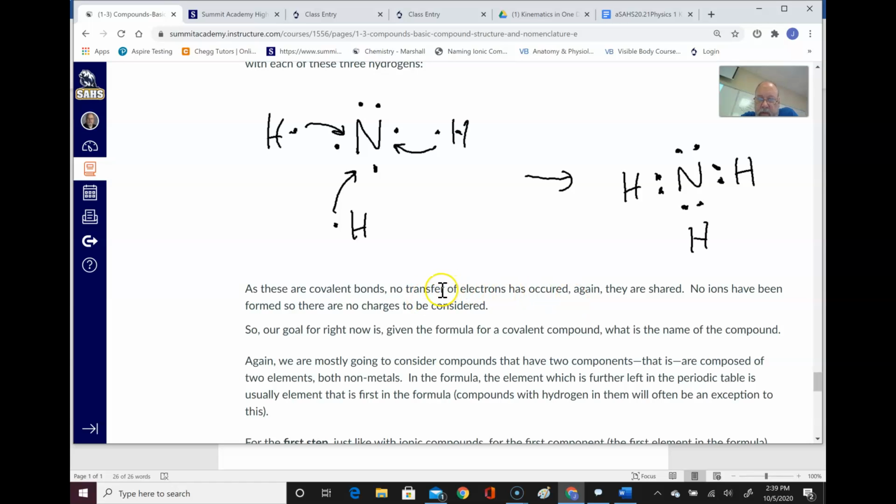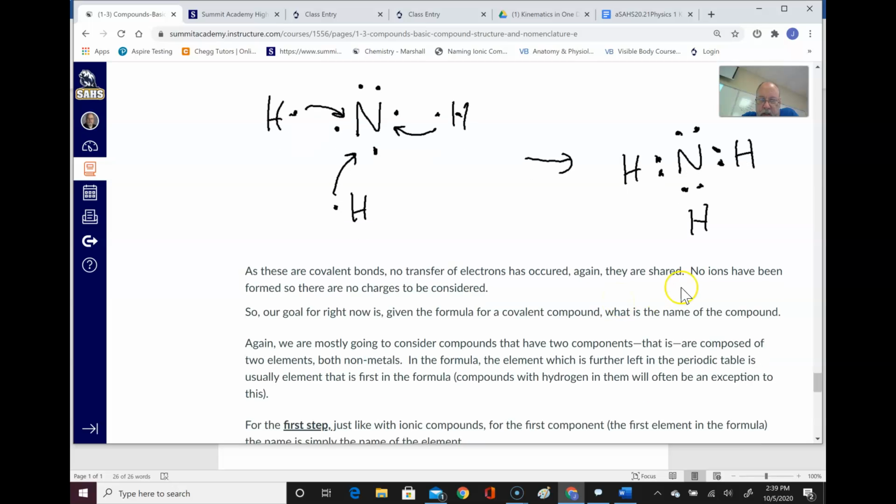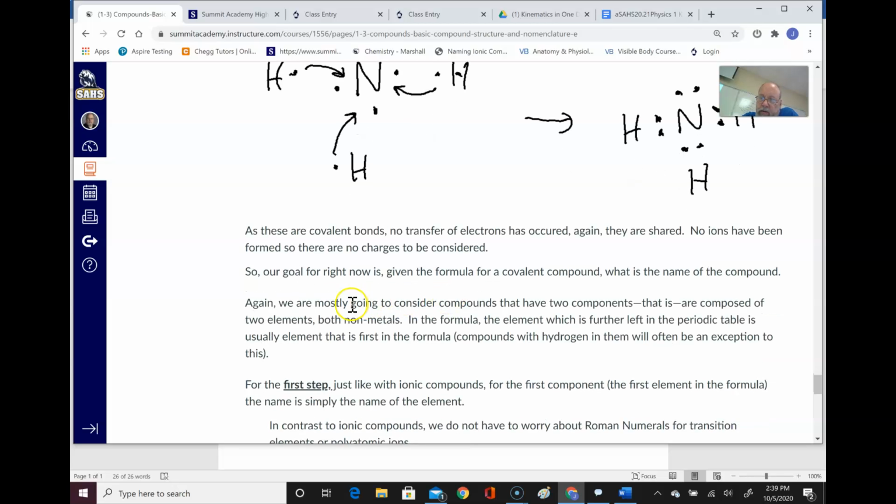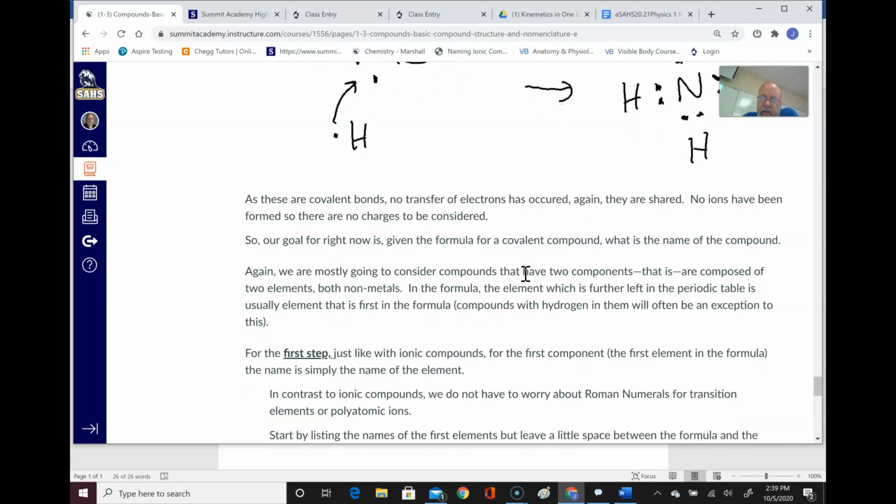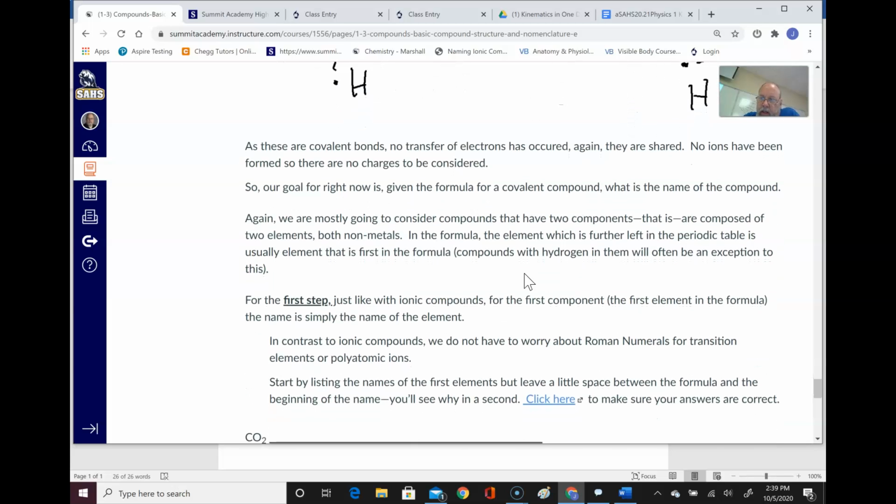Notice these are covalent bonds. No transfer of electrons has occurred. Again, they're shared, so no ions have been formed, so there are no charges to be considered. So now our goal is a little bit different. Given the formula for a covalent compound, what is the name of the compound? Again, we're mostly going to consider compounds that have 2 components composed of 2 elements, both nonmetals. And this means no polyatomic ions.